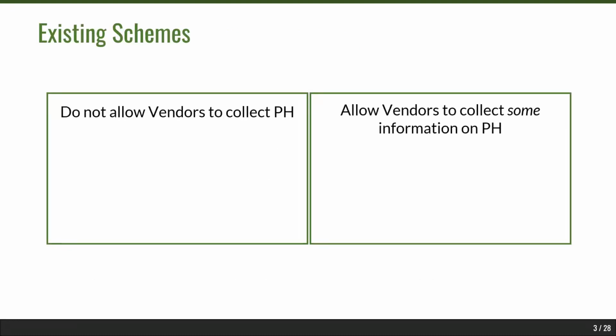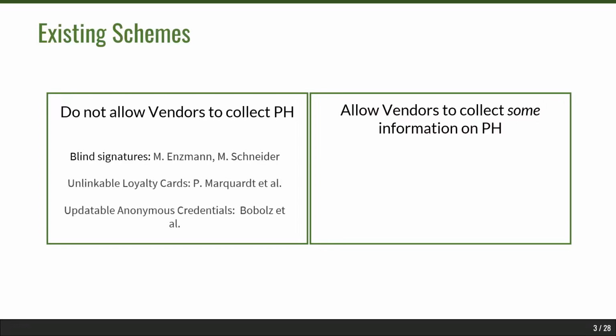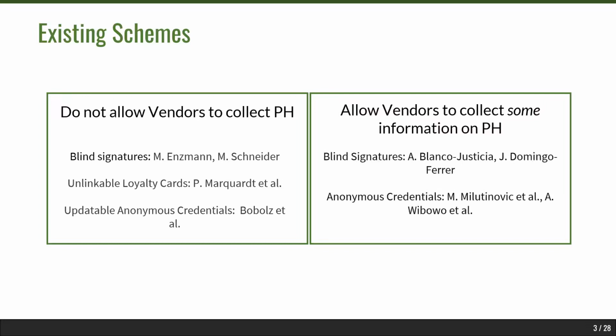There are two main types of existing schemes in literature. The first type relates to schemes where vendors are not allowed to collect purchase histories at all. The second type relates to cases where vendors are allowed to collect some information on purchase histories. So in the first case, you have schemes that use blind signatures, updatable anonymous credentials, and unlinkable loyalty cards. And then you also have blind signatures and anonymous credentials in the second class.